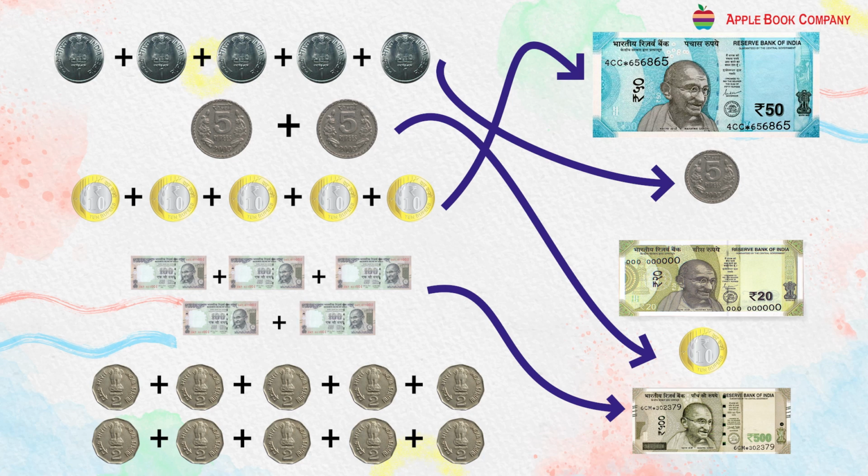And then you have 2 rupees coin. How many are there? 10 coins. So 10 2s are 20. So match it to the 20 rupee note. Now you have to add the value of the notes and coins.